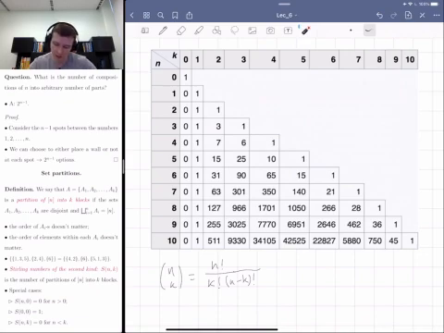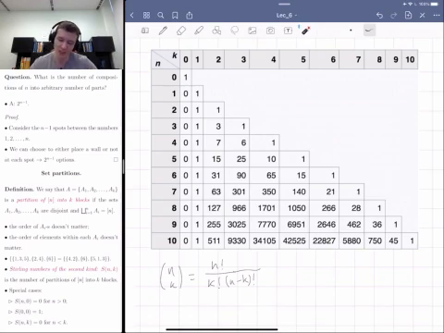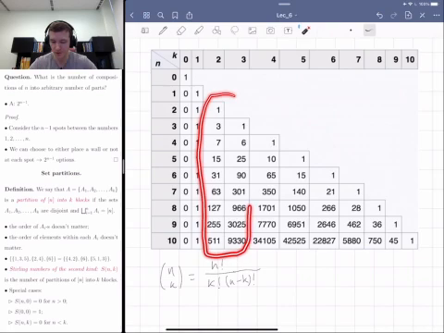This column here is, well, that's actually part of the homework. That's one of the homework problems. One of the homework problems asks you to find the formula for the first 2 columns of the table.